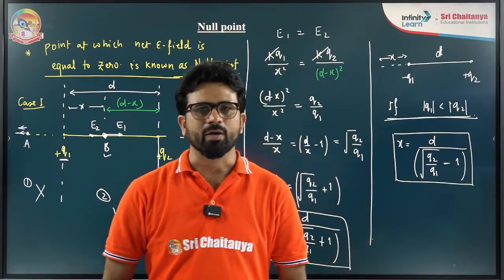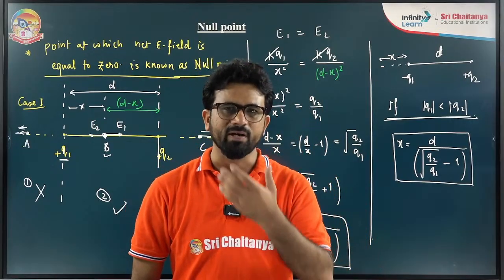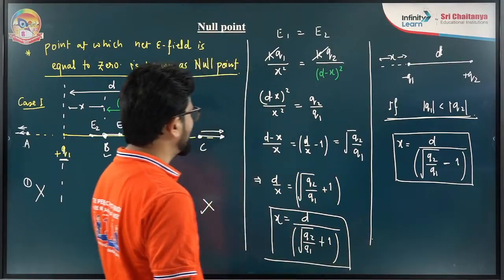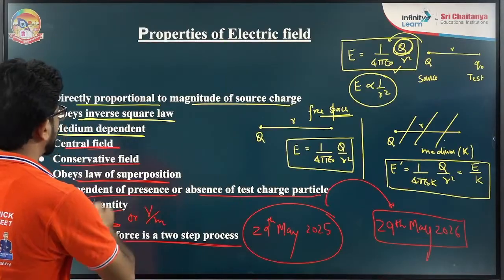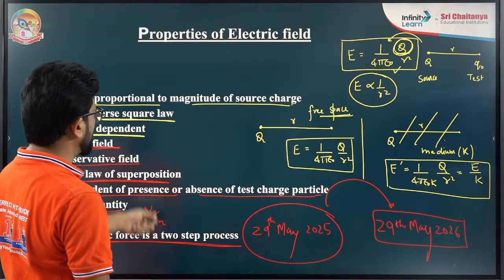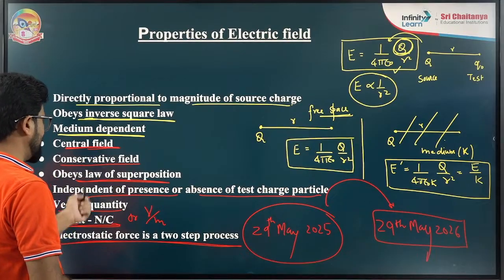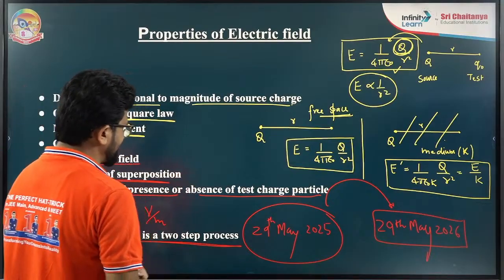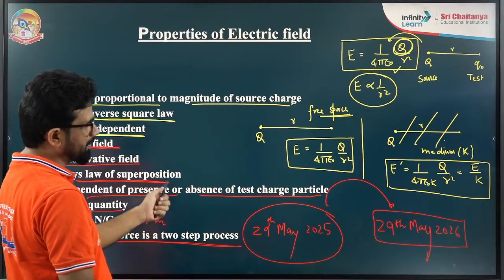Very good, beta. Okay. So in the last class, we discussed a few things related to the electric field. What is the meaning of electric field and its properties? We have discussed: directly proportional to the magnitude of source charge, obeys inverse square law, medium dependent, central field, conservative field, obeys law of superposition, independent of presence or absence of test charge particle. It is a vector quantity, and the SI unit is Newton per Coulomb or volt per meter.